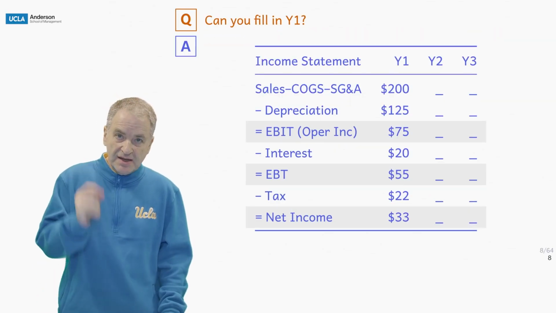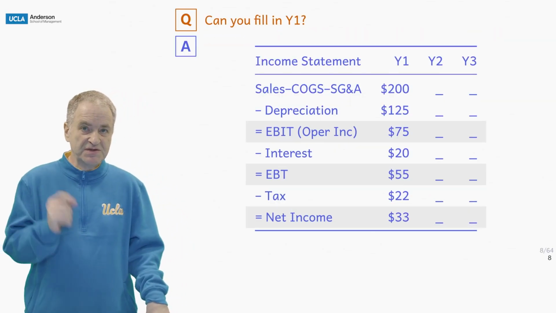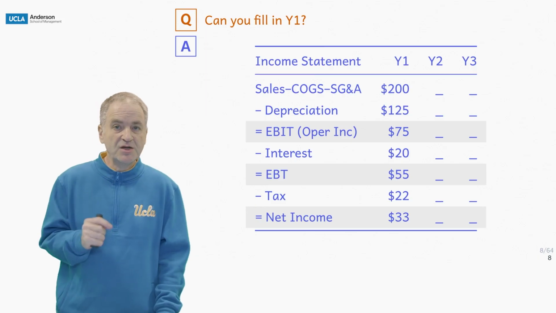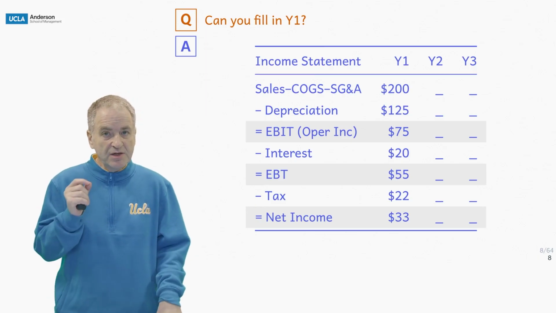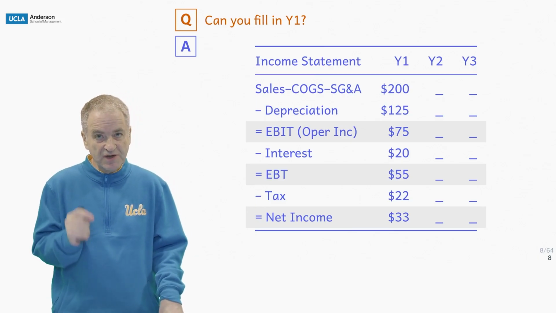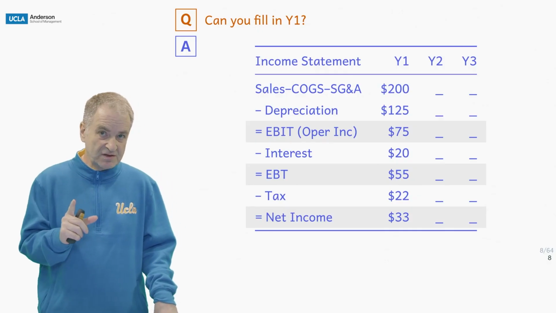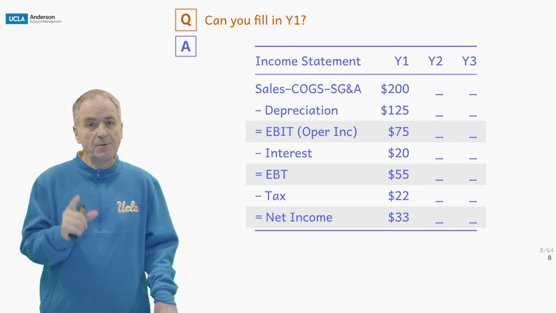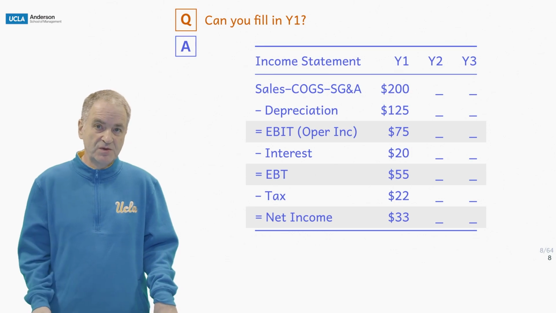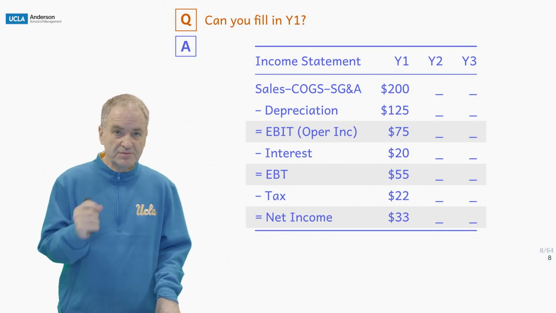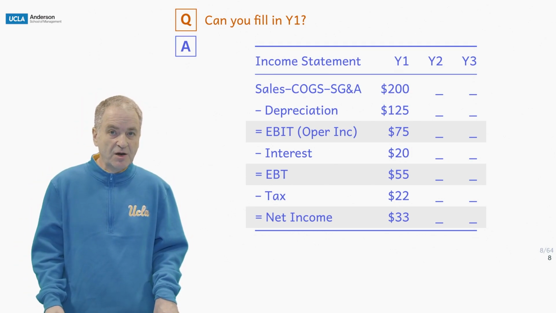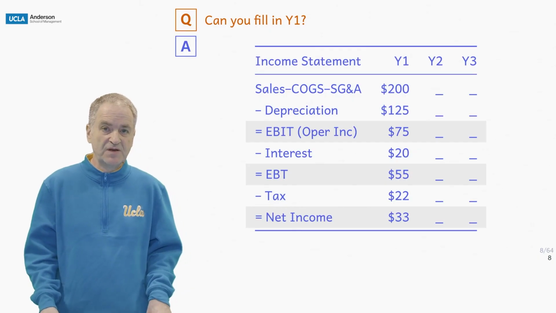Okay, here is your income statement. So our sales, net sales, in year one were $200. Our depreciation is $125. We have 2 years depreciation. We had $250 of capital expenses. So 250 divided by 2 is 125. Subtracting the depreciation gives us the operating income, which is $75.